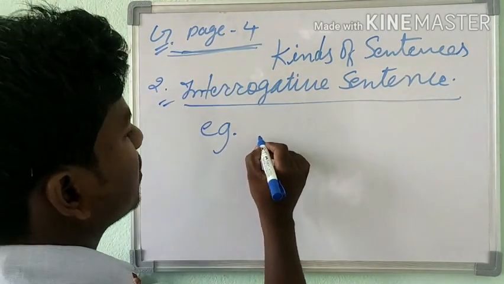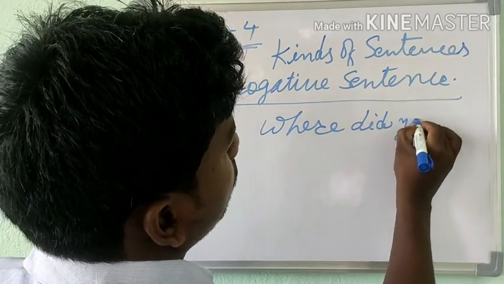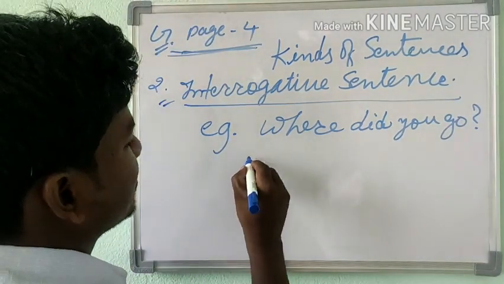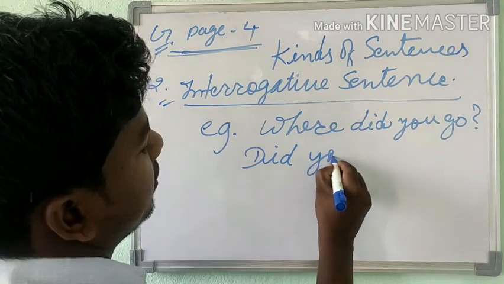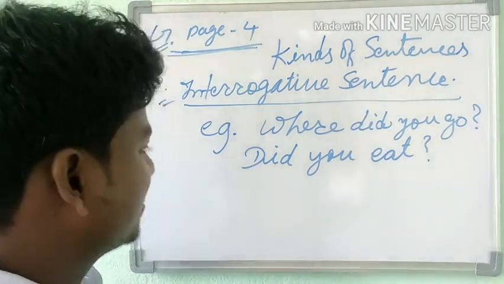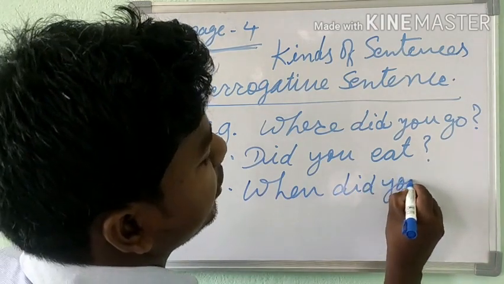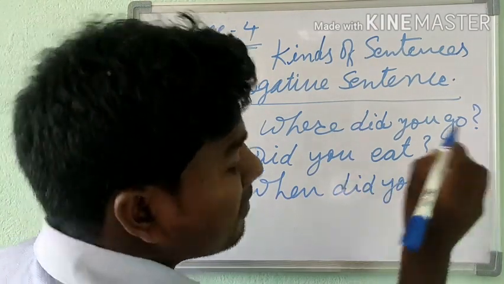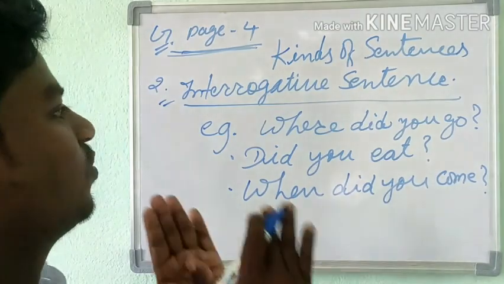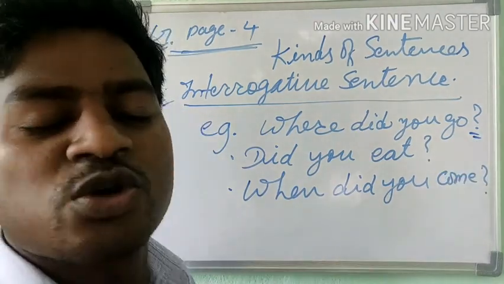Clear? For example, let us see. Where did you go? Did you eat? Another example. When did you come? So all these questions we are making are called interrogative sentences. And at the end we have the question mark.